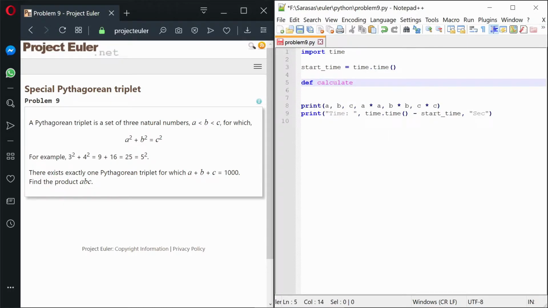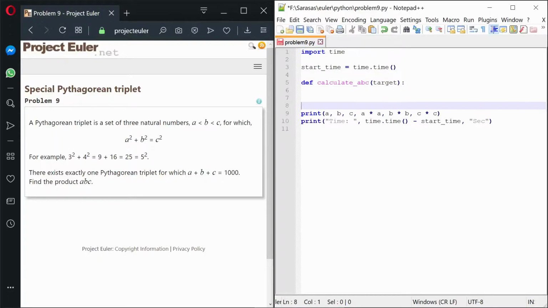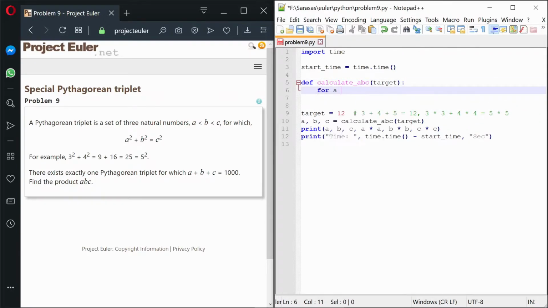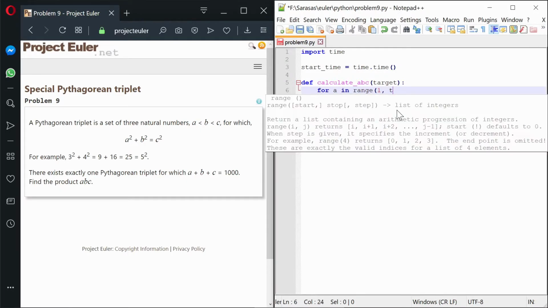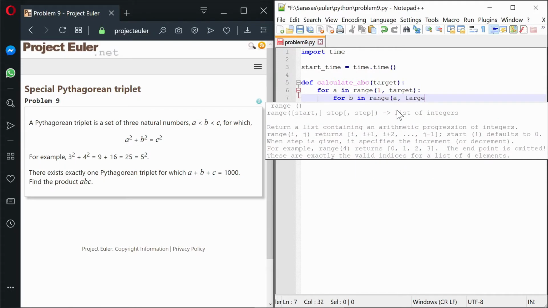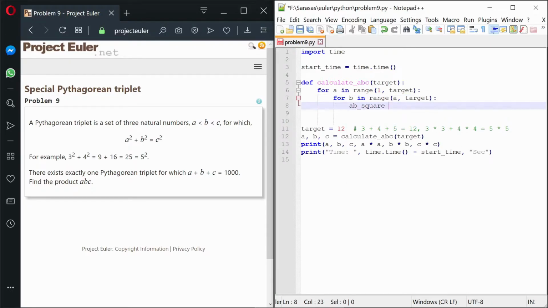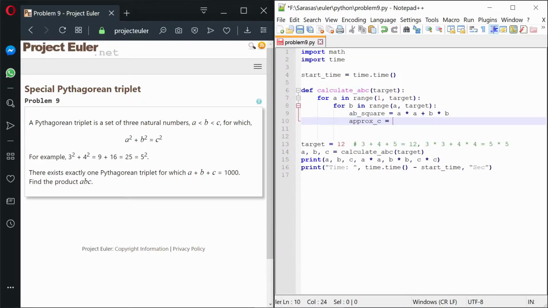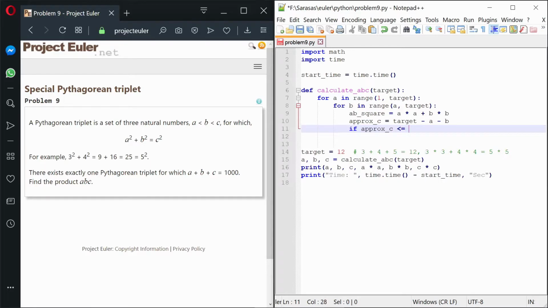Let us create a function calculate ABC that returns the a, b, and c we find. And the function will take the number of toothpicks, or well, the sum of a and b and c as an argument. First run I will use the example with a plus b plus c equal to 12. Let us loop from 1 to the number of toothpicks as side A. For every such choice, we'll try all variations of toothpicks for side B by looping from A to target. Finally, we allocate the remaining toothpicks to the diagonal C and check if these numbers make a Pythagorean triplet. If yes, then we can return these numbers.